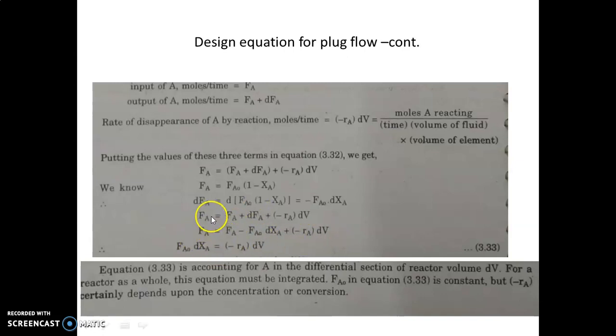So here the Fa on the left side and right hand side get cancelled, and by rearranging the equation we get Fa0 into dXa is equal to minus Ra into dV. So this equation is the differential equation for the reactor volume dV. So we have to integrate this equation for the whole reactor.